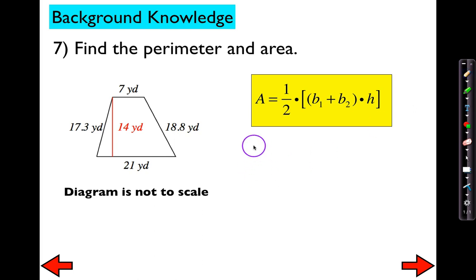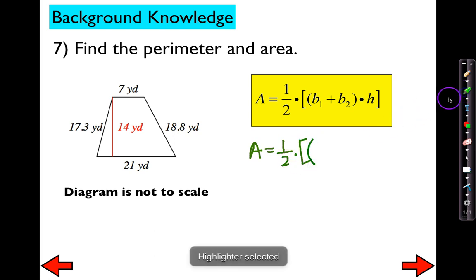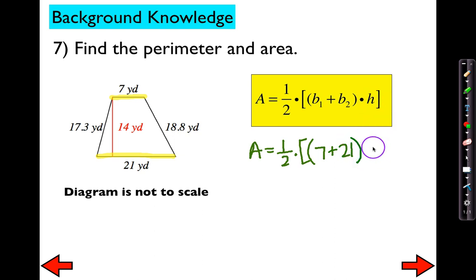To find the area of this trapezoid, I'm going to do 1/2 times the base. And again, the bases are the lines that are parallel to one another. So here, 7 and 21 are parallel. So I'm going to go ahead and write 7 plus 21. Then we're just going to go ahead and multiply by the height. Height is basically how tall it is. Okay, so here it is this tall. What value tells me the height of this shape?